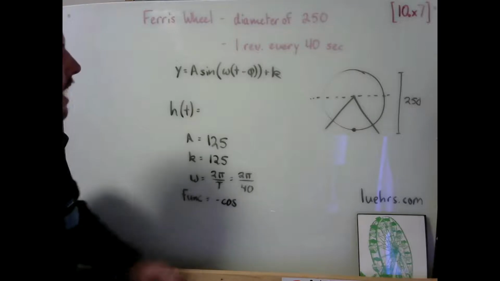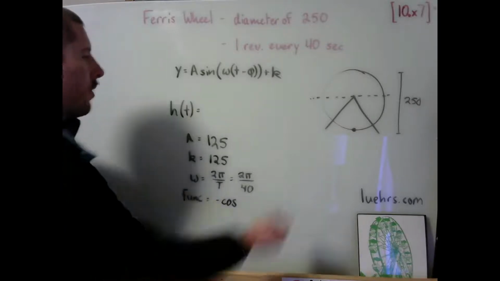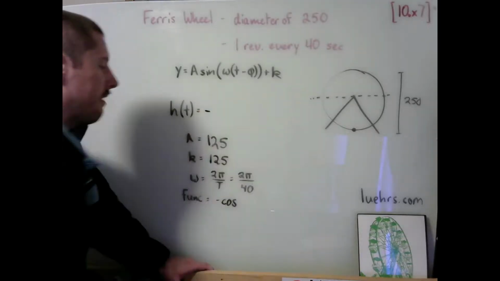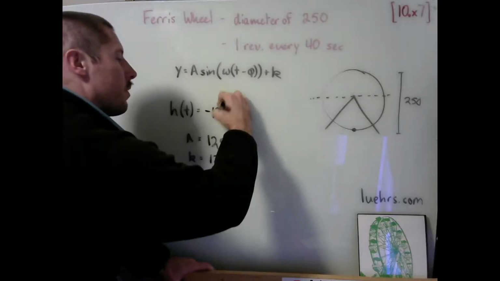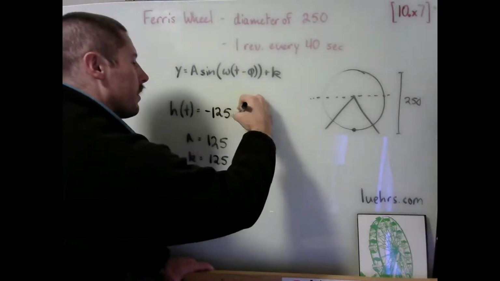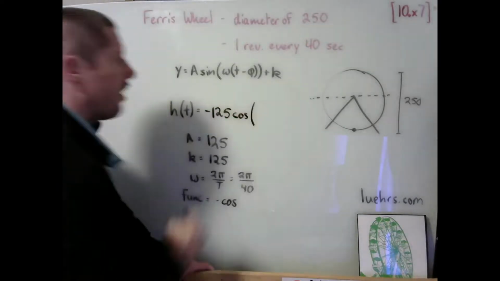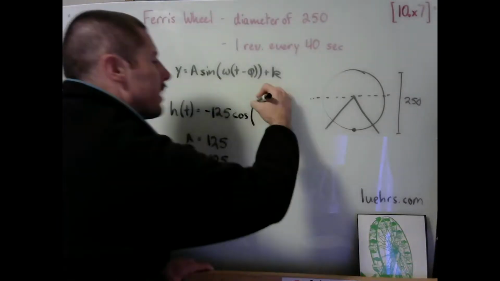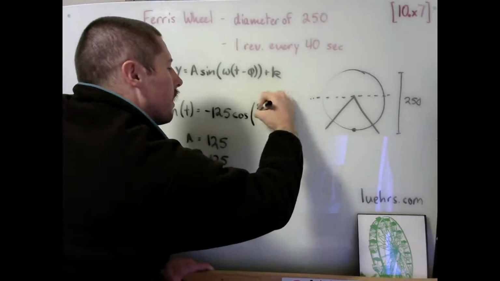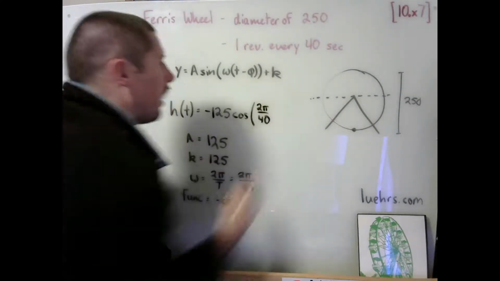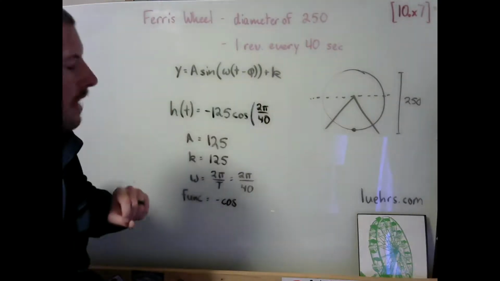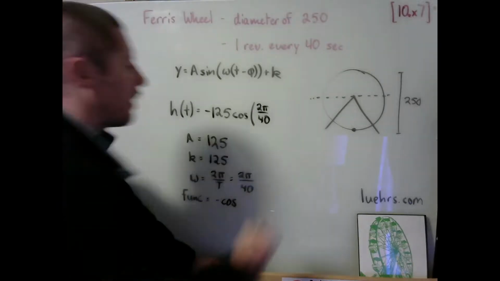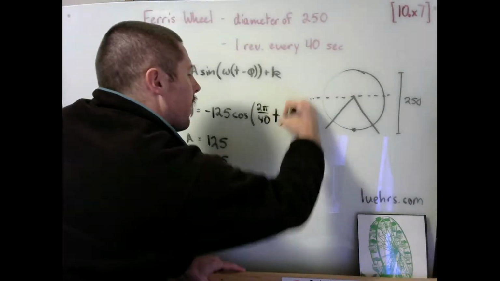So I think we're ready to actually form the equation we're interested in here. We're going to use the negative cosine function with an amplitude of 125. Omega is always going to be 2 pi divided by the period length, so that's 2 pi over 40. I don't need to include any phase shift because of my smart choice of function, so that should just be a t in there with it.